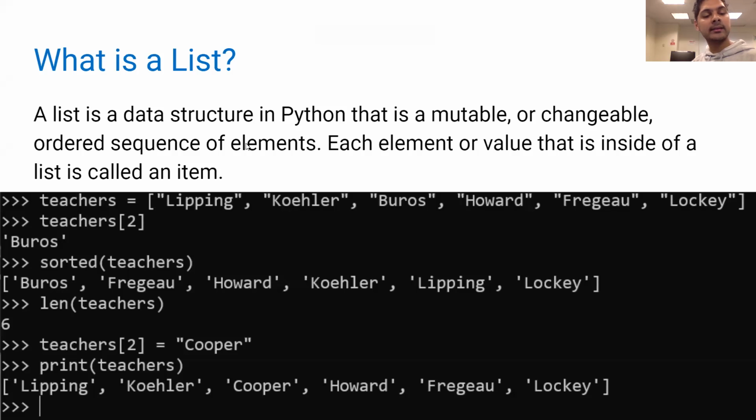And so len, the function len, returns the length of the list. So the length of teachers is 6. So I had 6 teachers, 6 classes in my senior year.